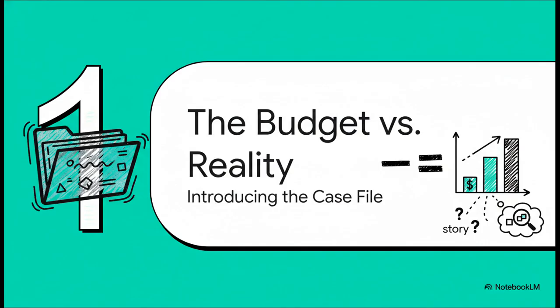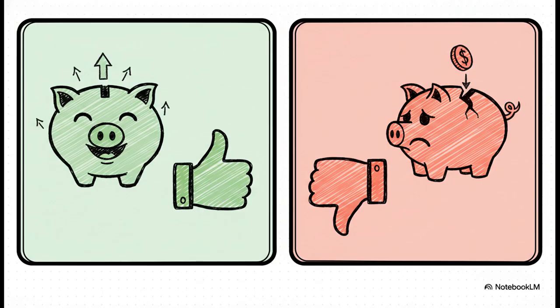Every good investigation starts with a case file, and for us, that's the simple but super powerful concept of a variance. At its core, it's nothing more than the difference between what you budgeted and what actually happened. But inside that simple number, there's a whole story waiting to be told. The very first clues we're going to look for are whether a variance is favorable or unfavorable.